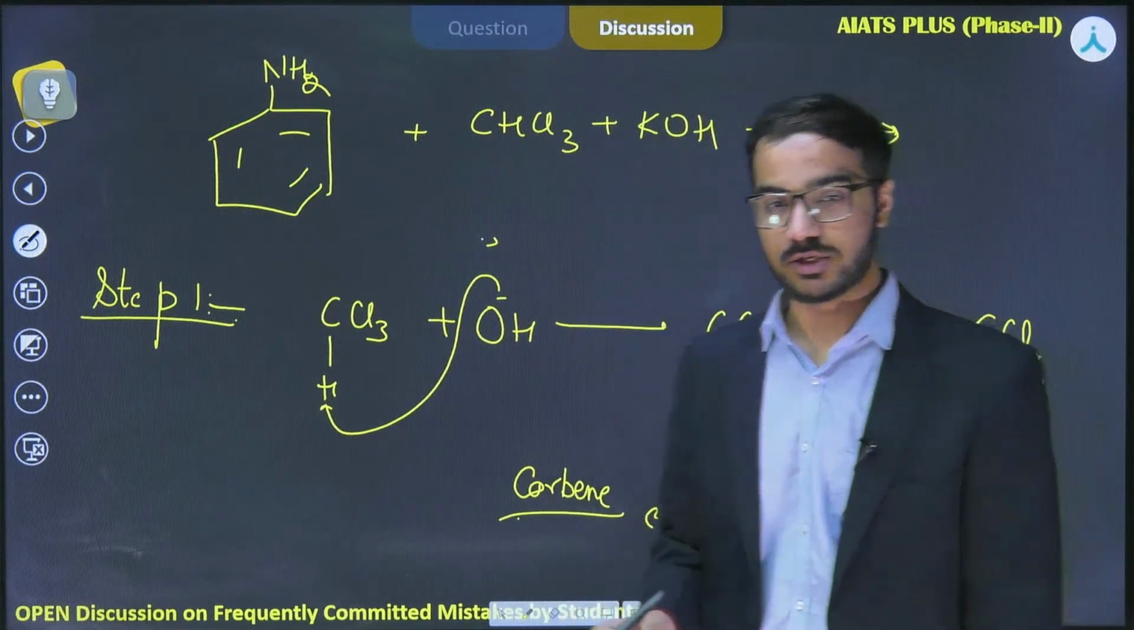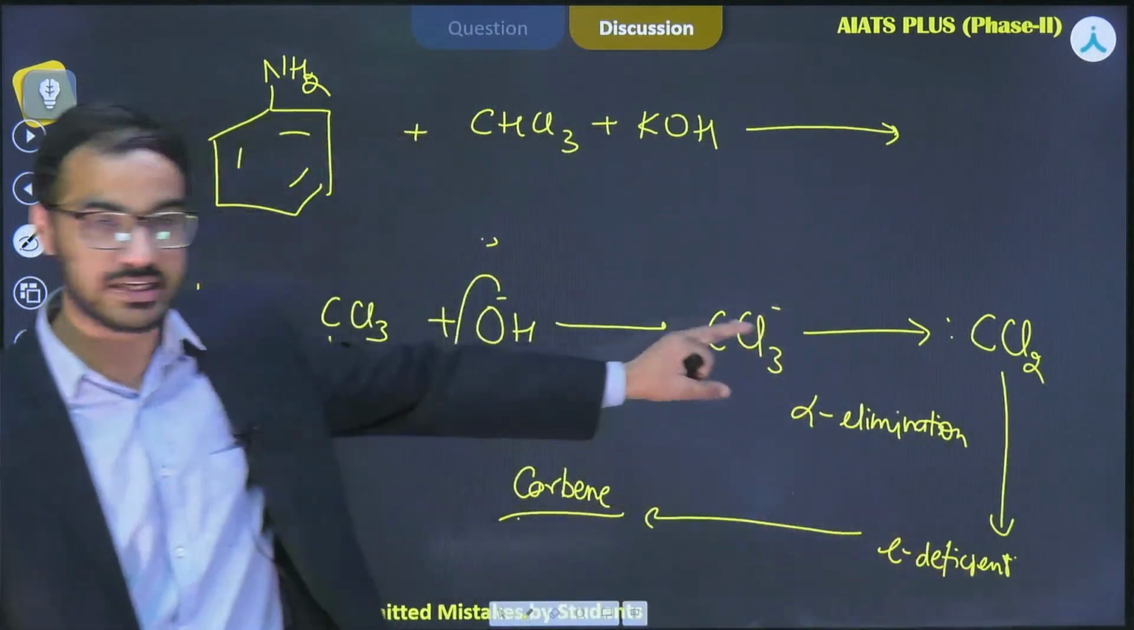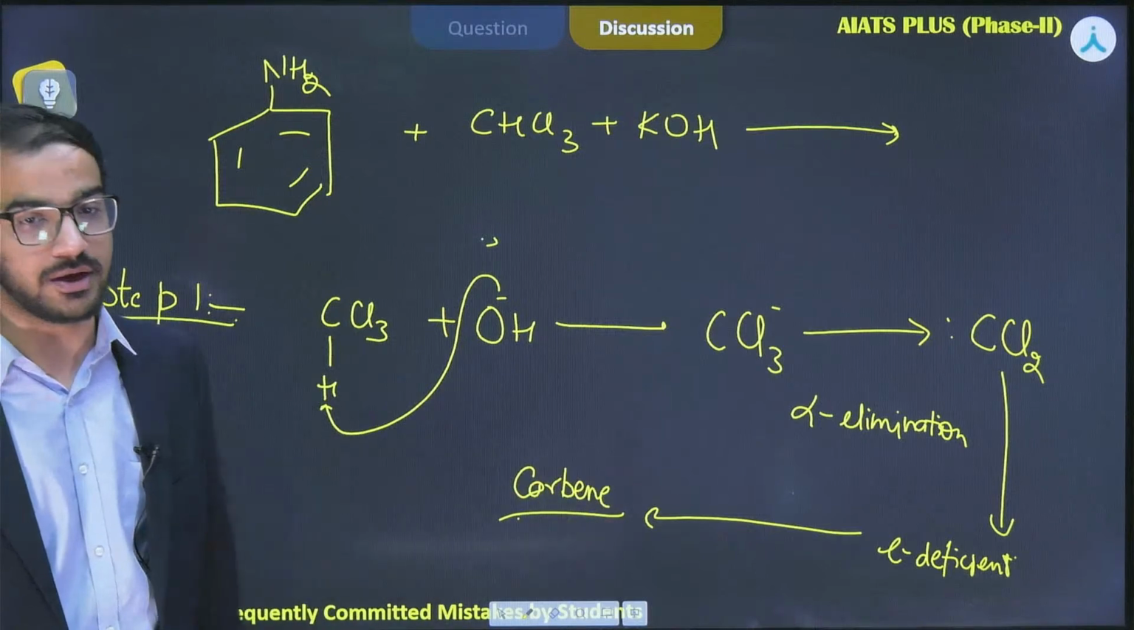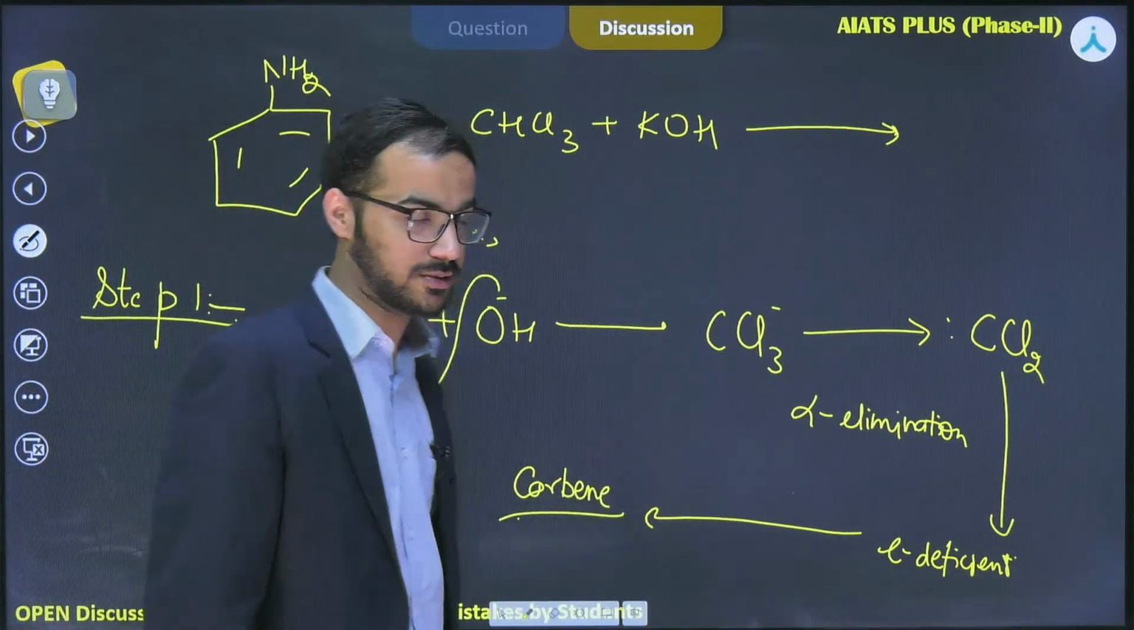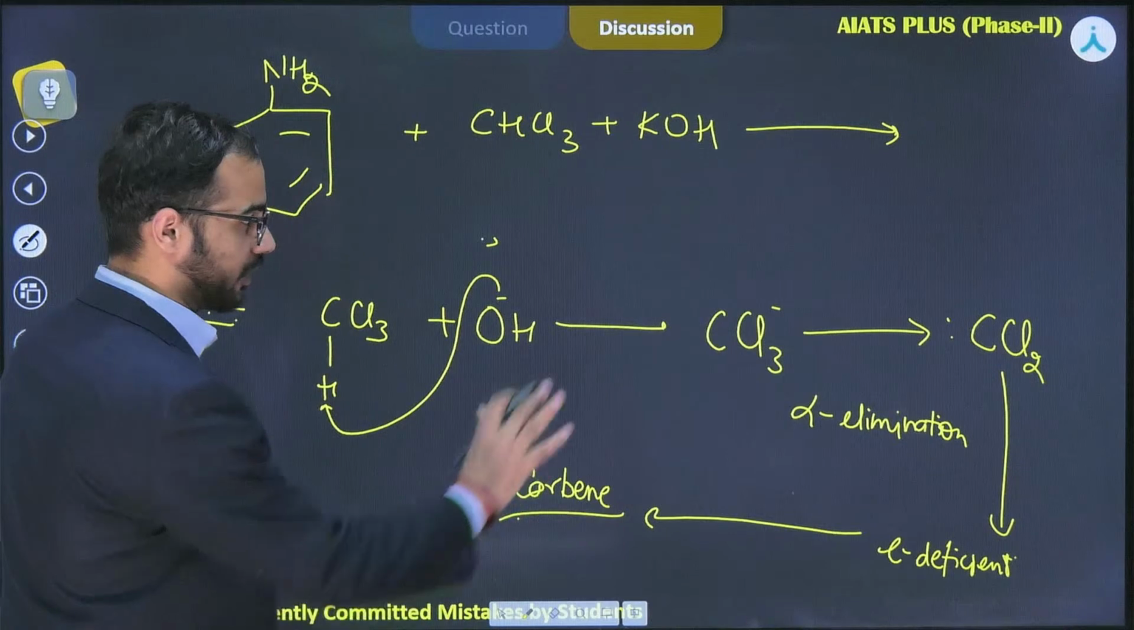Write down in the comment section, please: the carbene formed, CCl2, is it a singlet or triplet carbene? We will try to get into that next. So the carbene formed, we can say, is CCl2.